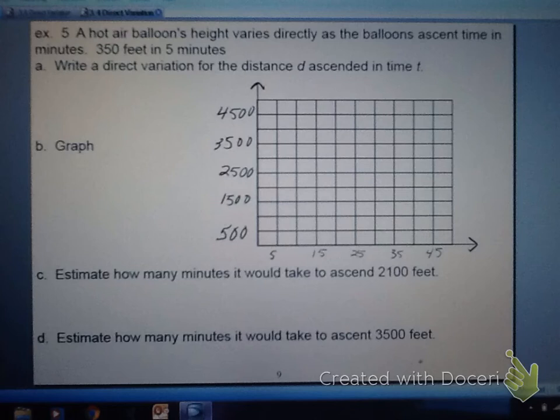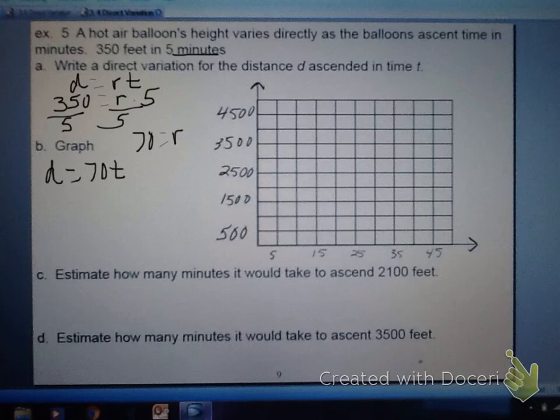A hot air balloon's height varies directly as the time in minutes the balloon ascends: 350 feet in 5 minutes. Write a direct variation for the distance ascended in time. Okay, so we're going to use the formula distance equals rate times time. The distance is 350 feet. We don't know the rate, and the time is 5 minutes. So we're going to divide by 5 and get 70. So 70 is equal to the rate. Now, that is in minutes, not hours. So we've got distance is equal to 70t. That is our formula. We're going to use that to make our table.